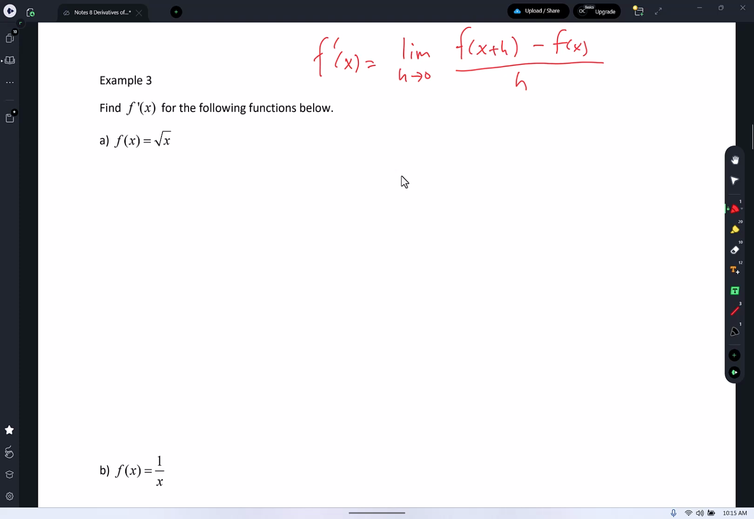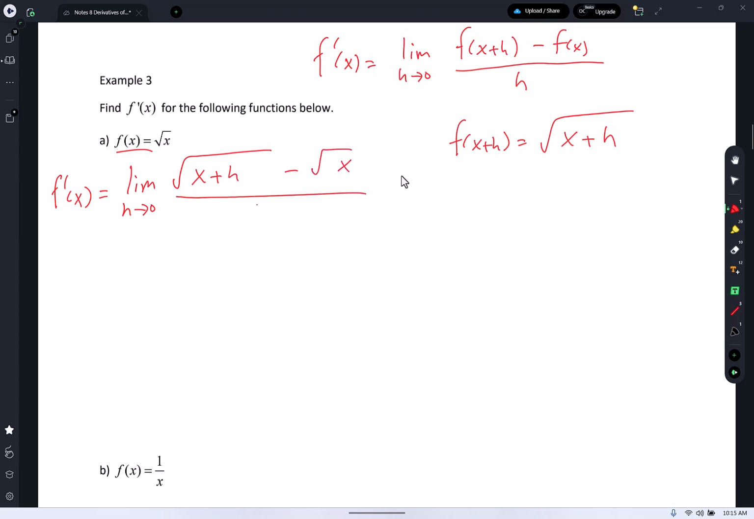Here we go. As this is f of x, I need f of x plus h. I'm going to come back to the sign. I'm going to write f of x plus h is nothing more than the square root of x plus h. I come back. F prime of x equals, and I'm just writing the definition, limit as h approaches 0, square root of x plus h minus square root of x all over h. Is everyone okay so far, guys?